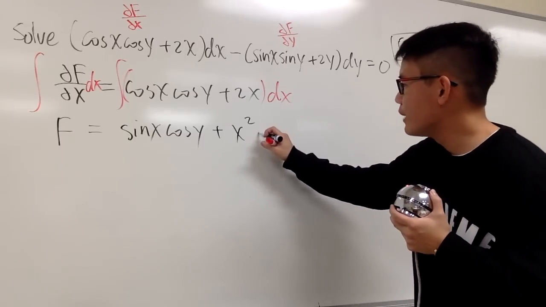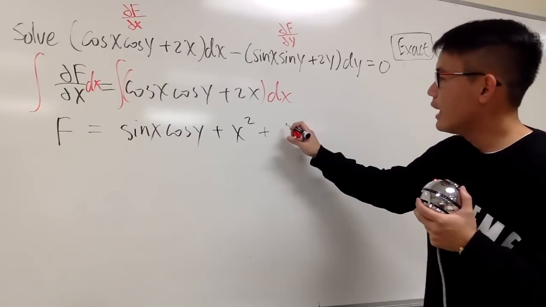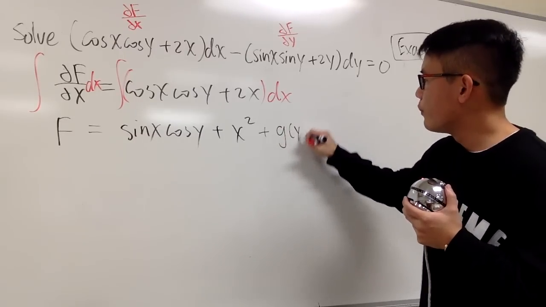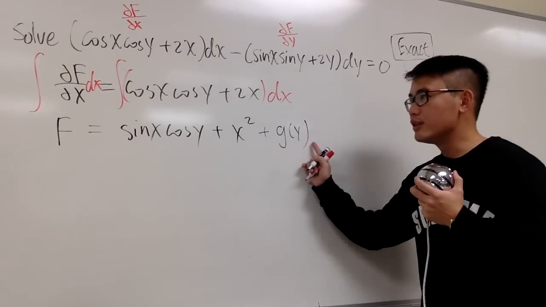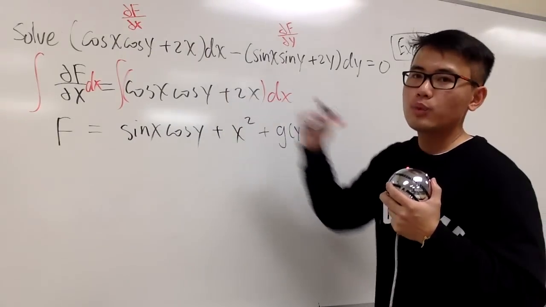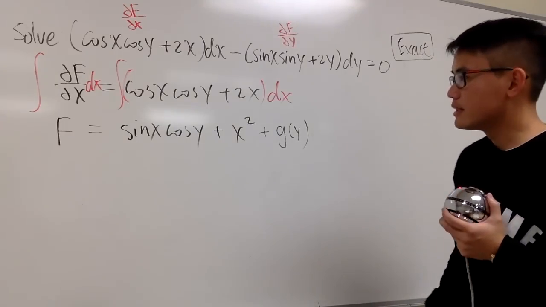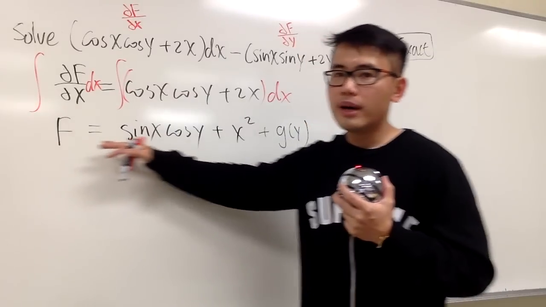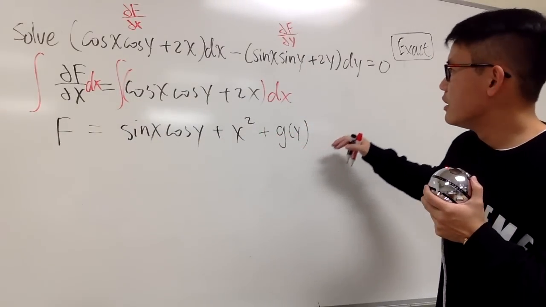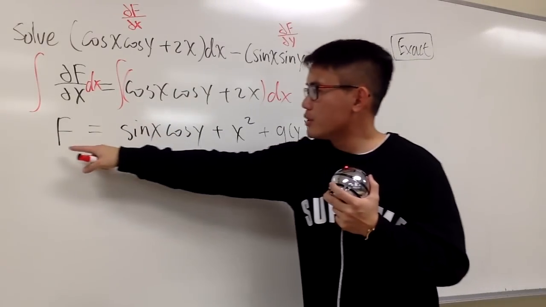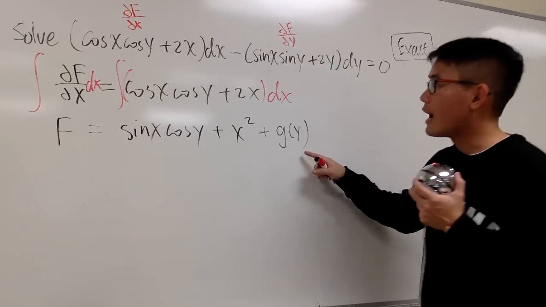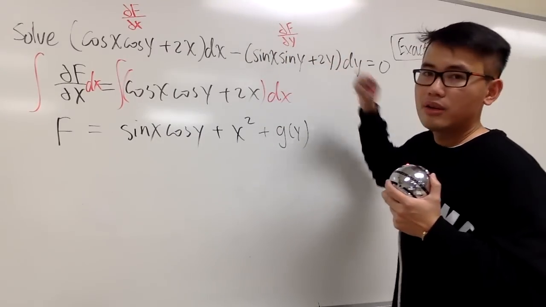And in the x world, a function in terms of y is a constant. So right here, we have to add a function in terms of y. I will write that as g of y. This is considered to be the constant in the x world. And now what? Well, this is how the capital F will look like. Now I'm just going to differentiate this with respect to y, so I can match with this right here.